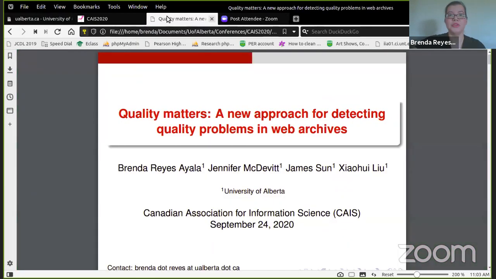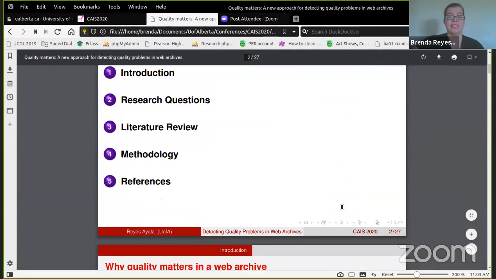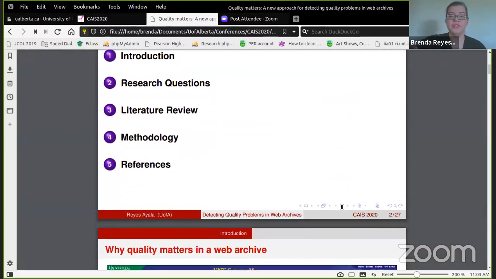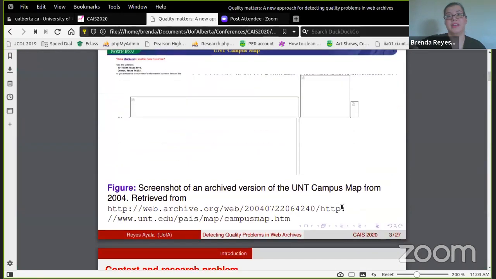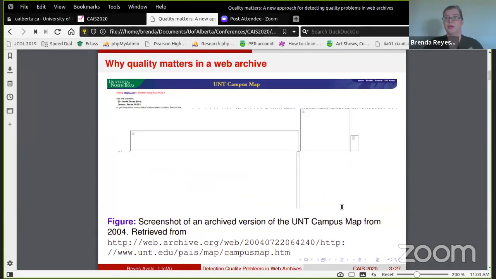So going back to our presentation, this is the outline of what I'll be speaking about. So why quality matters in a web archive. We already looked at the example of a regular website, quote unquote, and what kind of quality problems can arise when something is being archived, but it can actually be even worse than that.